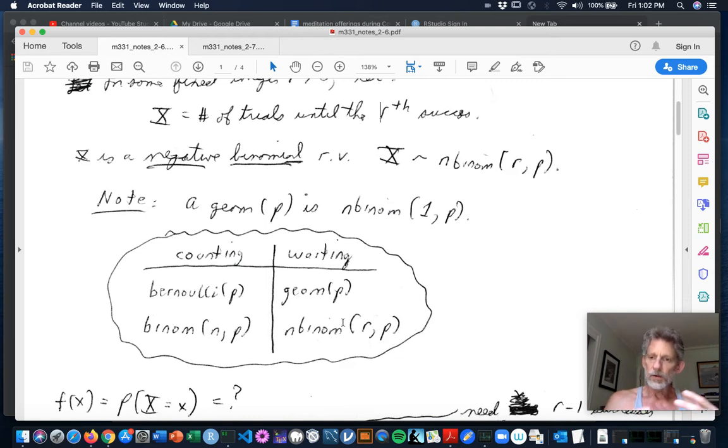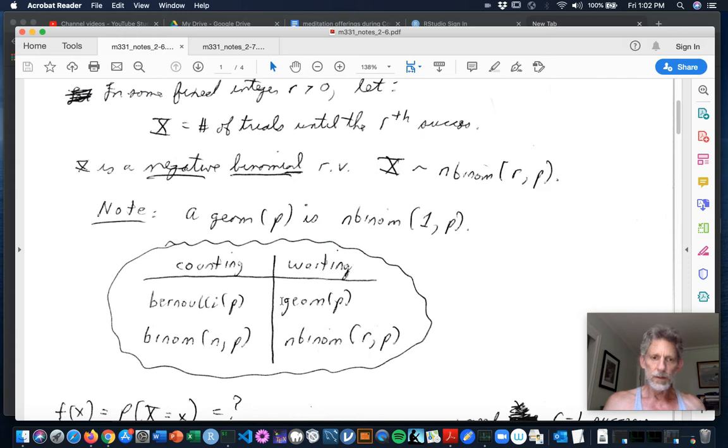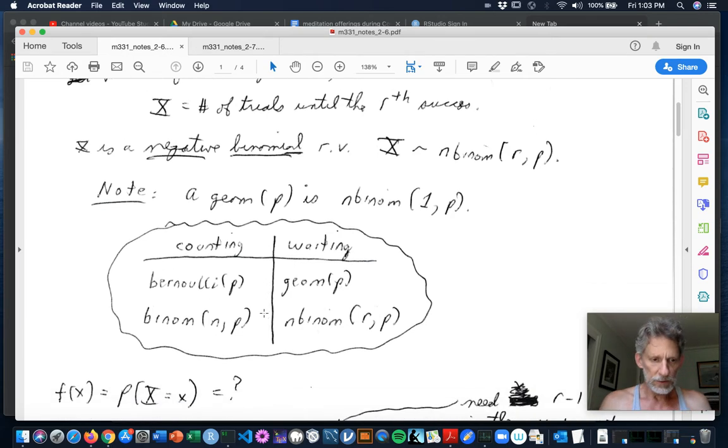And then, corresponding to the binomials, we've got negative binomial random variables just now introduced. And there you're waiting for your rth success. So, Bernoullis are a special case of binomials where the number of trials is just 1. Geometrics are a special case of negative binomials where the number of successes you're waiting for is just 1. So keep in mind special case, general case in this table, and keep in mind counting versus waiting. We're going to extend this table as time goes on and we learn about more families of random variables.